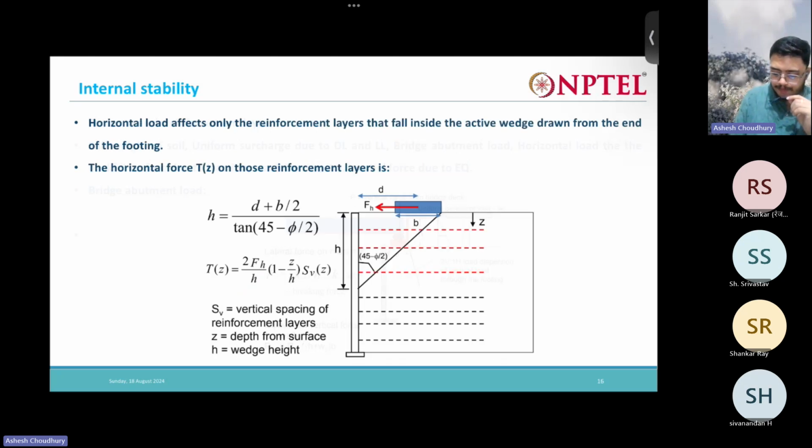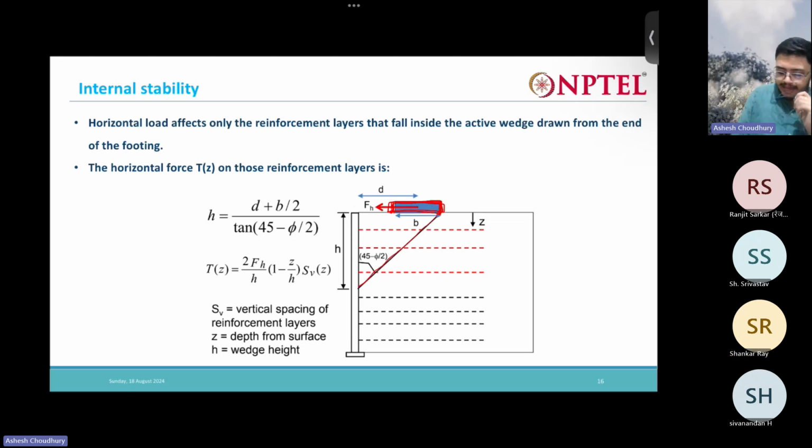Say you have a foundation like this here, at the top of the reinforced soil block. In that case, what will happen? How is the load going to get transferred from the foundation to your reinforcement? That you have to consider. How to consider the load is given here. So this is the block, this is the distance t, all these things are given. We consider an active wedge here.